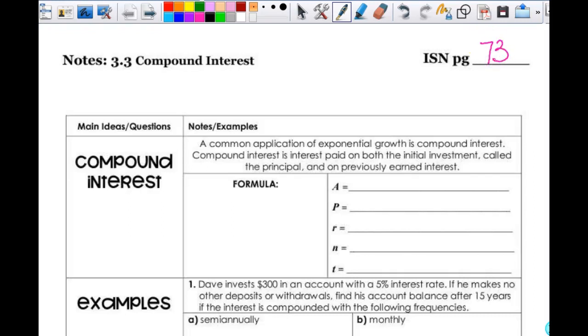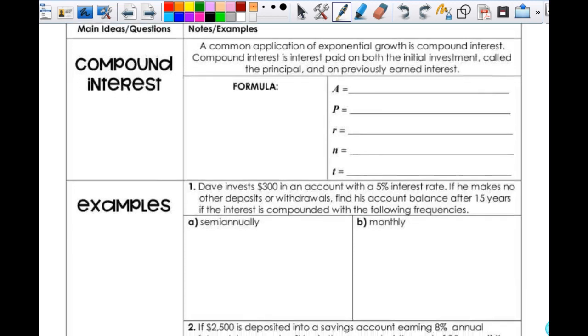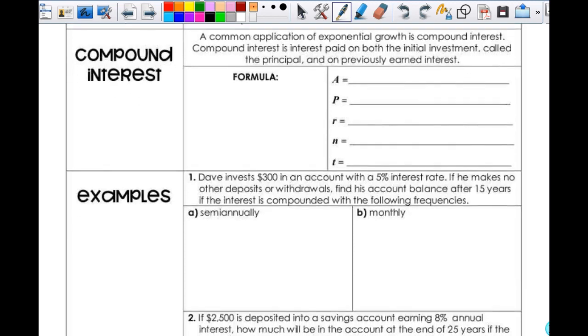All right, so we talked about exponential growth and decay on Friday. This is another form of the exponential growth. A common application of exponential growth is compound interest. Compound interest is interest paid on both the initial investment, called the principal, and on previously earned interest.